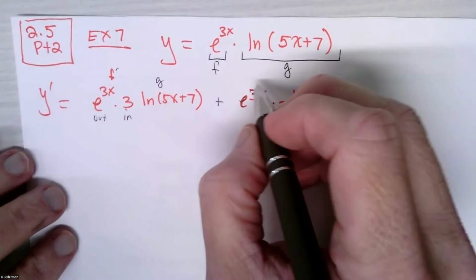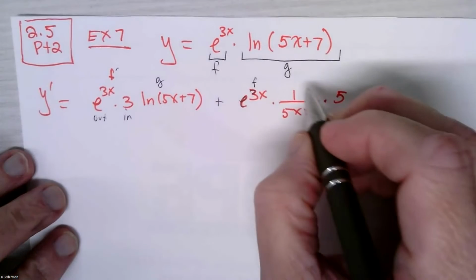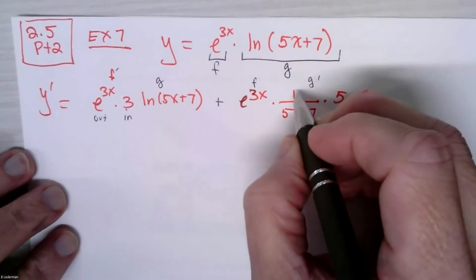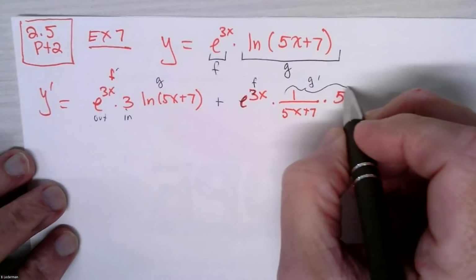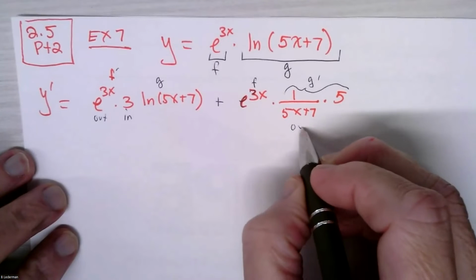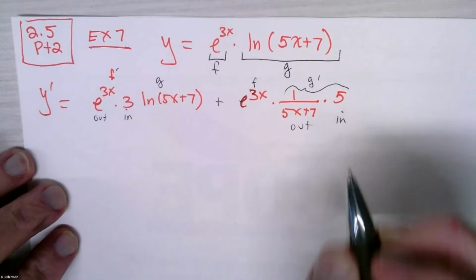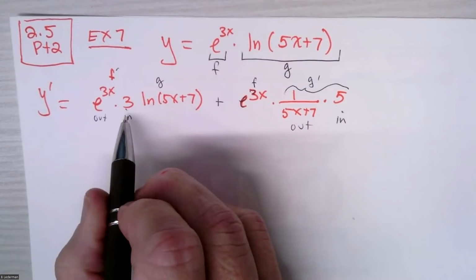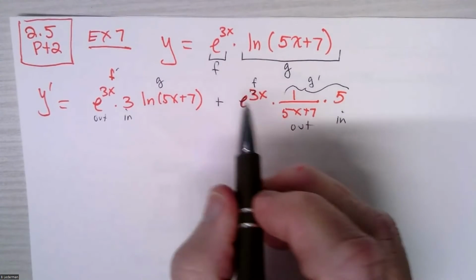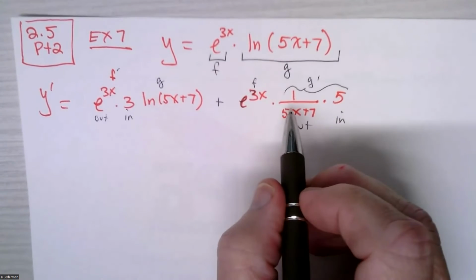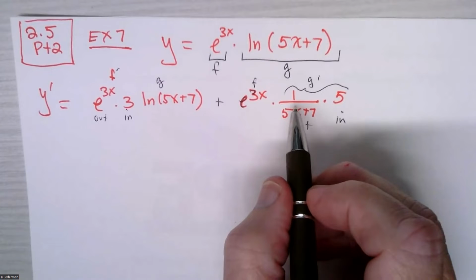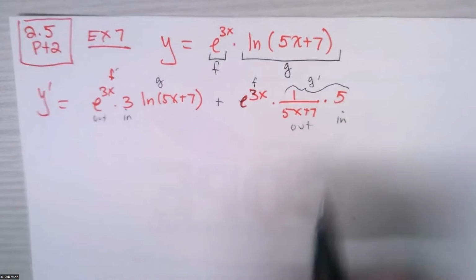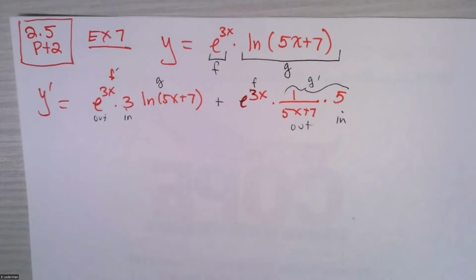This here, e to the 3x, that's my f. And this whole part here is my g prime. And that's my outer, and that's my inner. So this is it. That's our answer. E to the 3x times 3 ln 5x plus 7 plus e to the 3x times 1 over 5x plus 7 times 5.